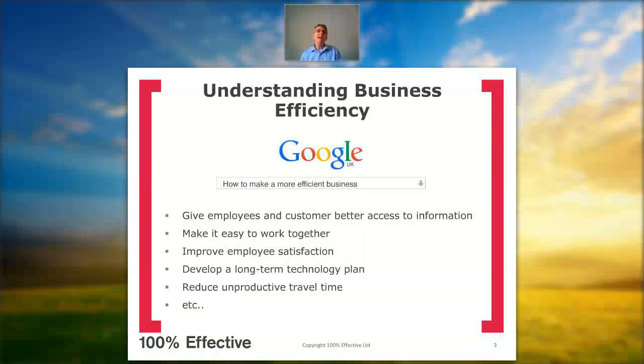Now, as I sat down to prepare for this discussion, I started by Googling how to make for a more efficient business. And then, as you can imagine, lots of things came up. I've just given us a small subset of the sort of things that come up. Things like give employees and customers better access to information, make it easier to work together, improve employee satisfaction. But I then thought, okay, there's a nice long list. What's really behind this? What do we really mean by an efficient business?